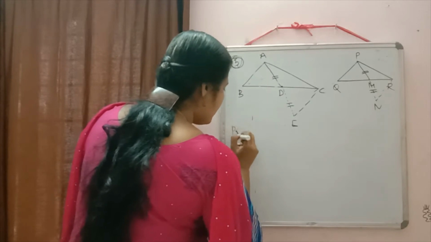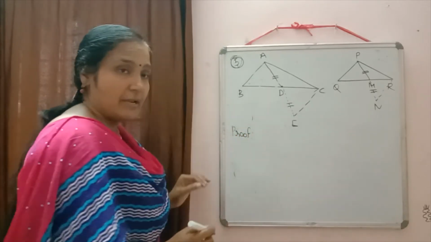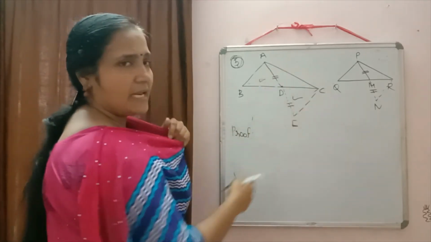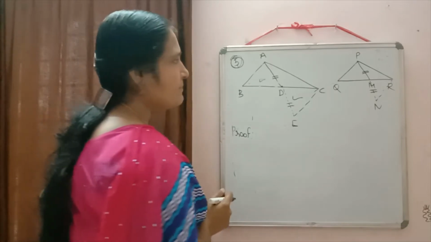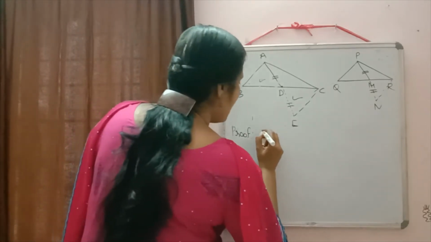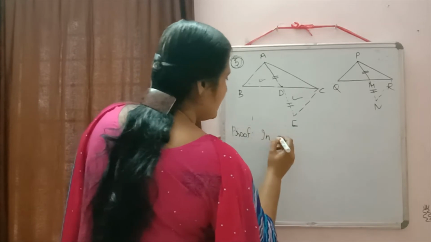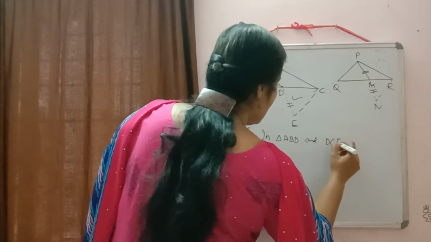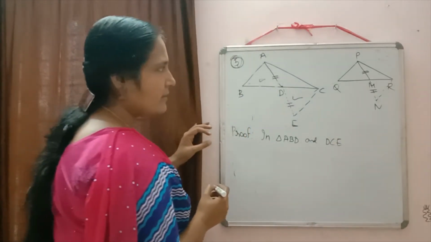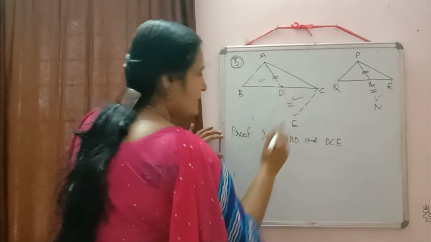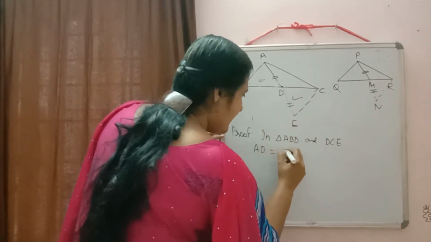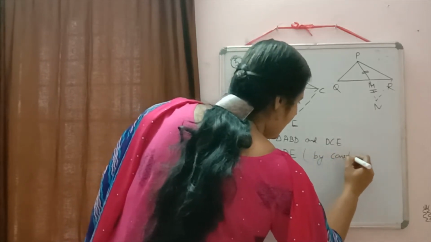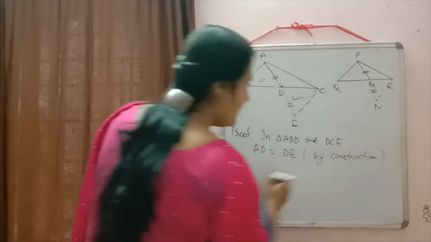To prove it, first what we are going to prove: we'll prove these two triangles are similar. In any one we will prove, and the second one we will write similarly. In these two triangles we'll check whether we have some equal sides and equal angles. In triangle ABD and triangle DCE, yes, first one is AD is equal to DE. Here we can write by construction, AD is equal to DE.